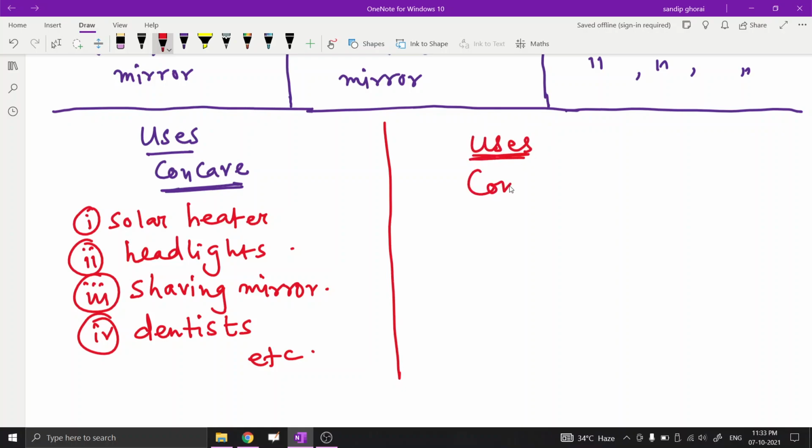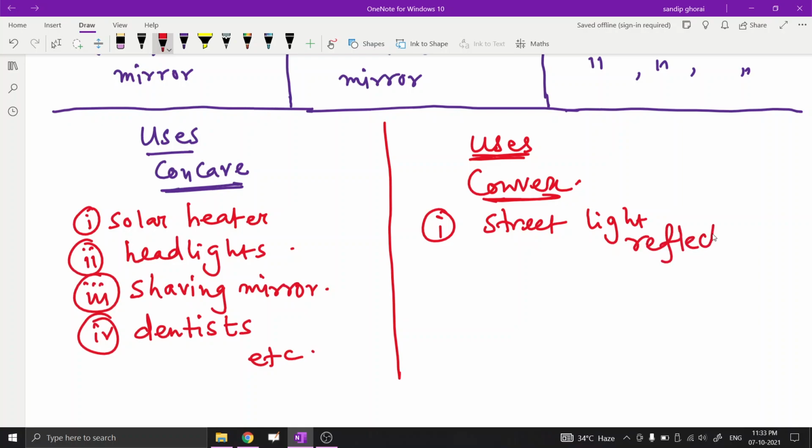And what are the uses of a convex mirror? The first one is as a street light reflector. And the second one is that it is used as a vigilance mirror.